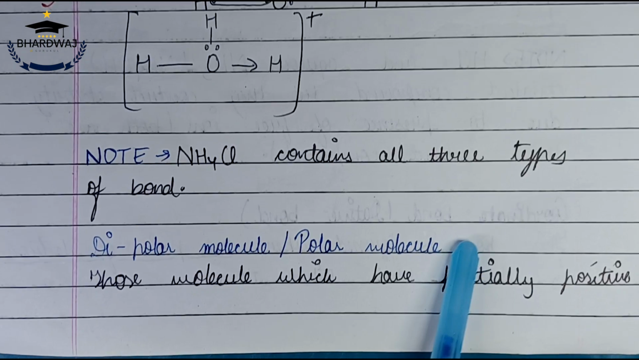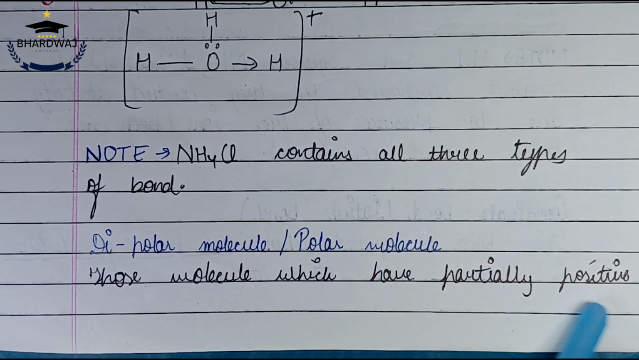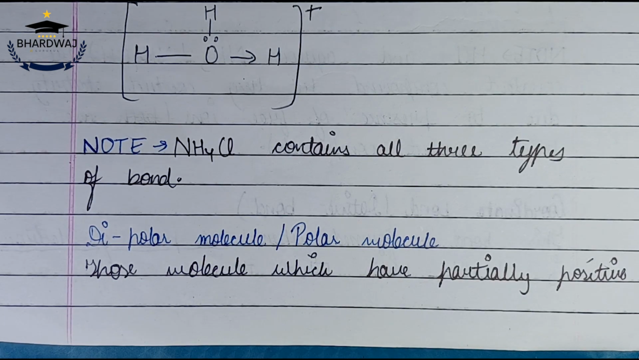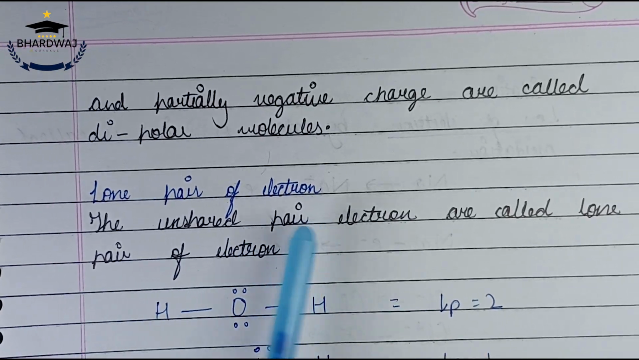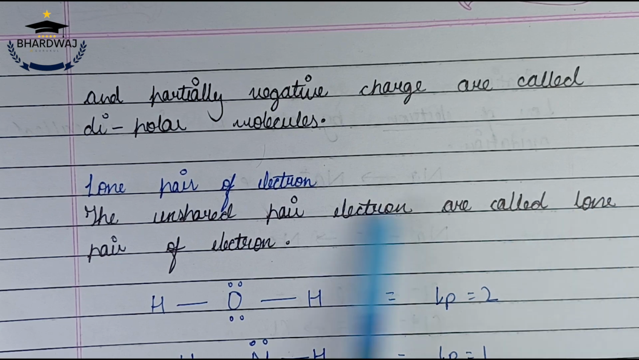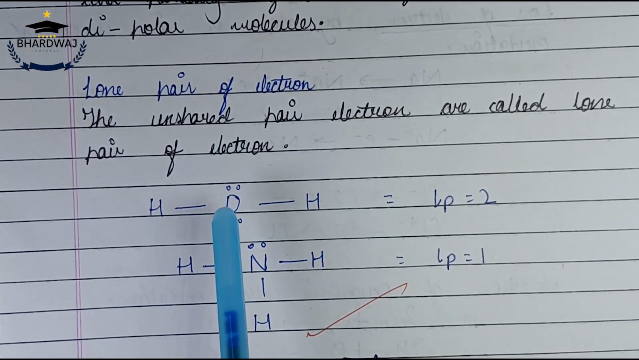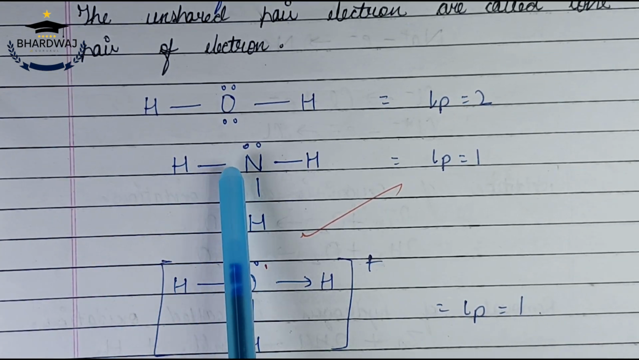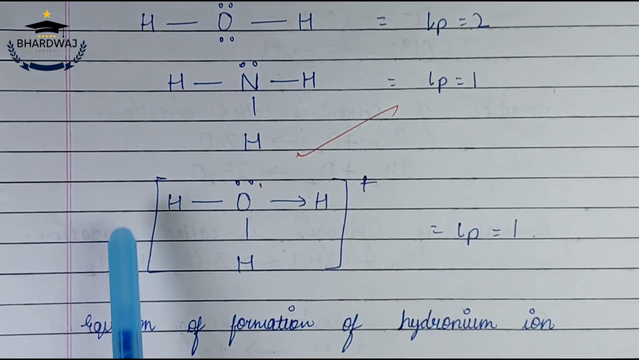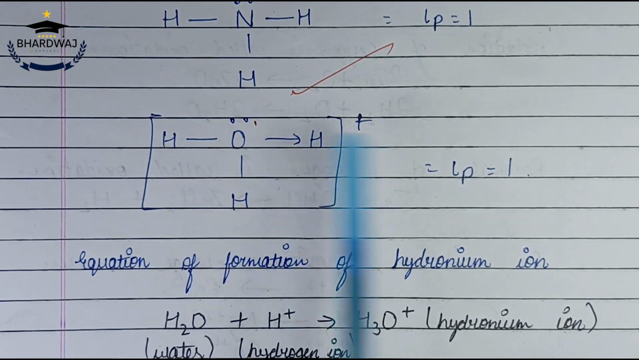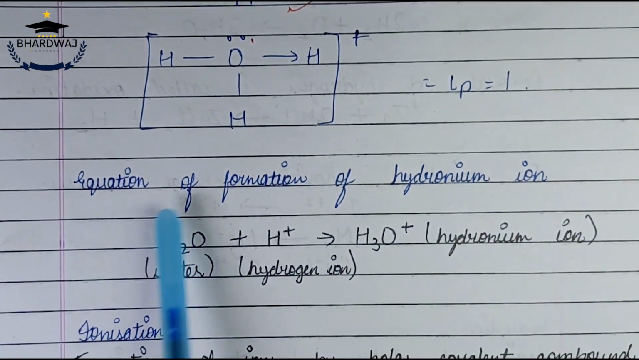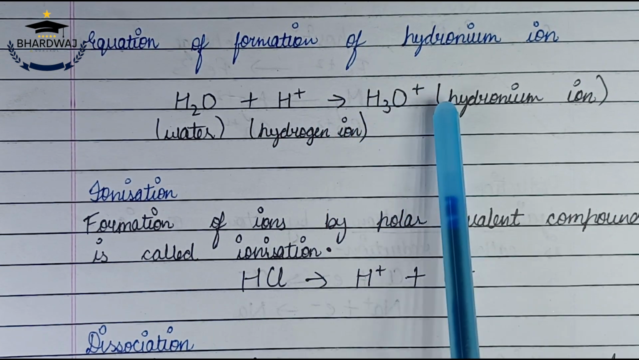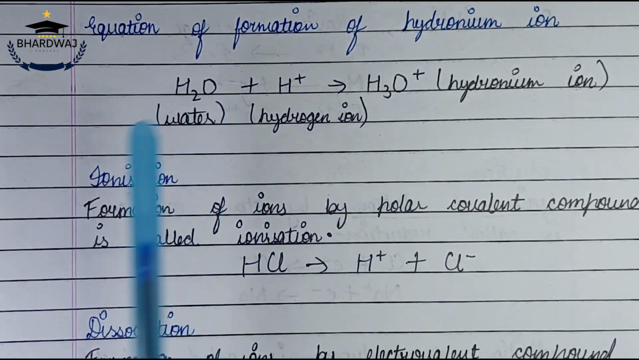Dipolar molecule or polar molecule: those molecules which have partially positive and partially negative charge are called dipolar molecules. Lone pair of electrons: the unshared pair of electrons are called lone pair of electrons. In water we have 2 lone pairs as there are 4 electrons left. In ammonia we have 1 lone pair, 2 electrons, and in H3O+ we have again 1 lone pair. Equation of formation of hydronium ion: H2O + H+ ion = H3O+ ion, hydronium ion.